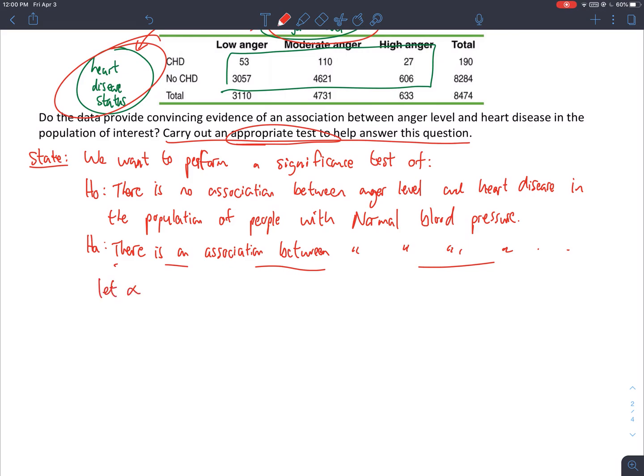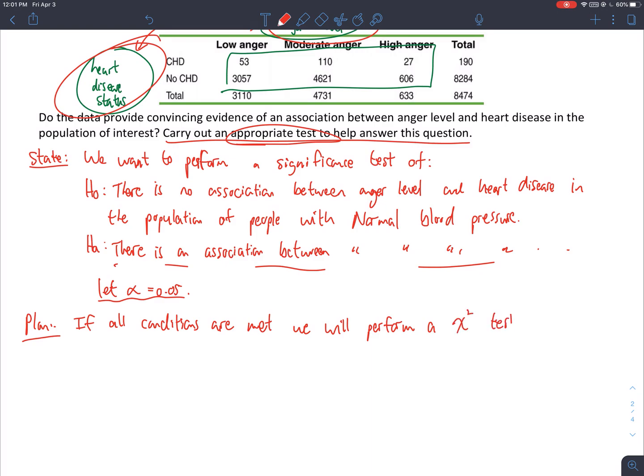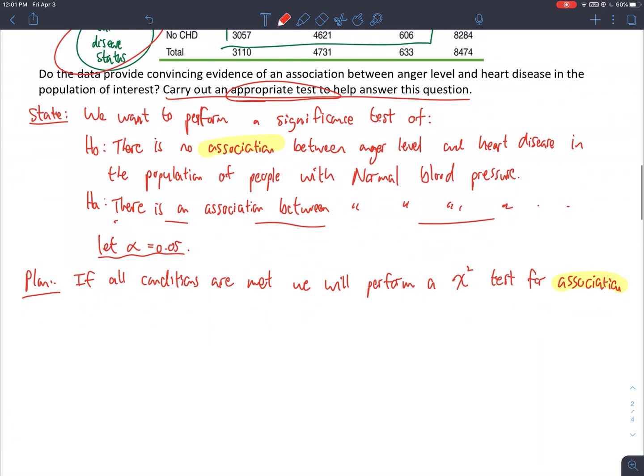Okay, and then please state your significance level in advance. We will let our significance level be 0.05. All right, then plan, and we're doing this again, our statement of our test. If conditions are met, we will perform a chi-square test for association. Because I said association here, I have to say association here. Okay, and then let's check the conditions.